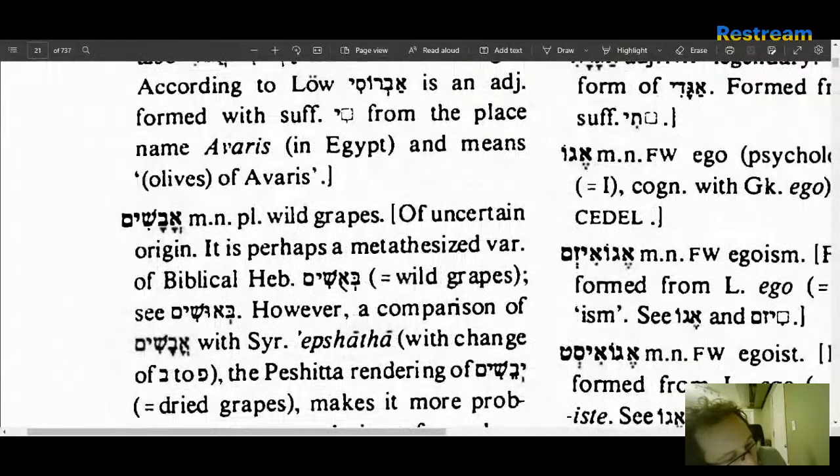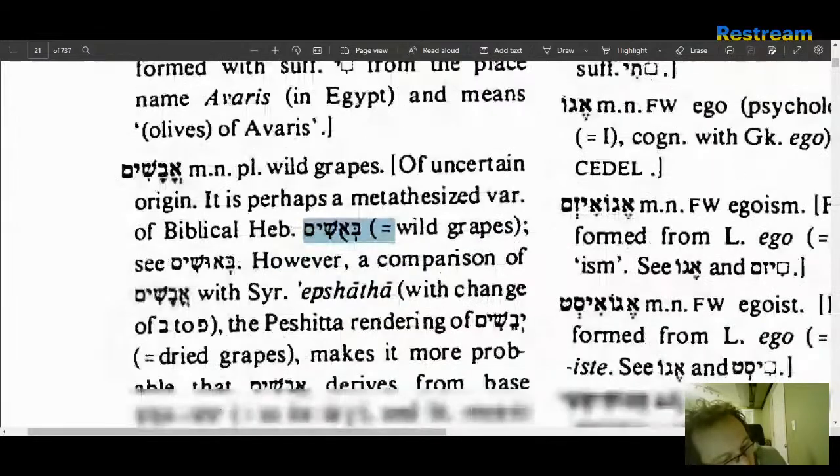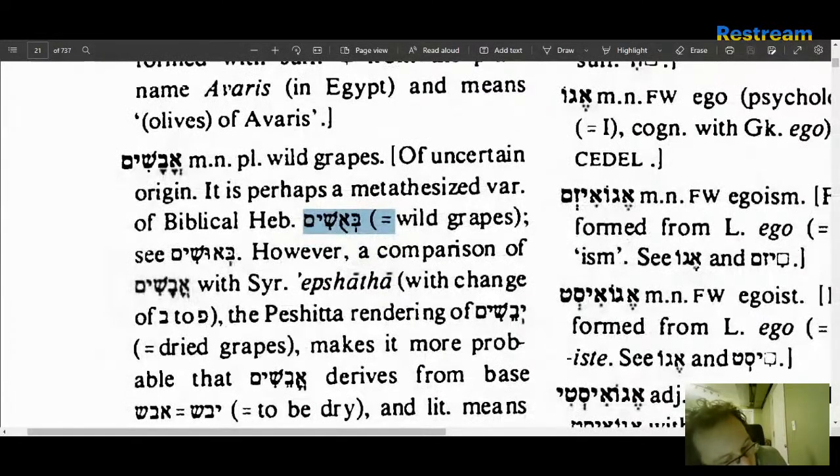So, abbasim, wild grapes, uncertain origin. It's perhaps a misspelled variant of the biblical Hebrew word basim, which means wild grapes. However, the Syriac spells it similarly as apesh instead of bash.